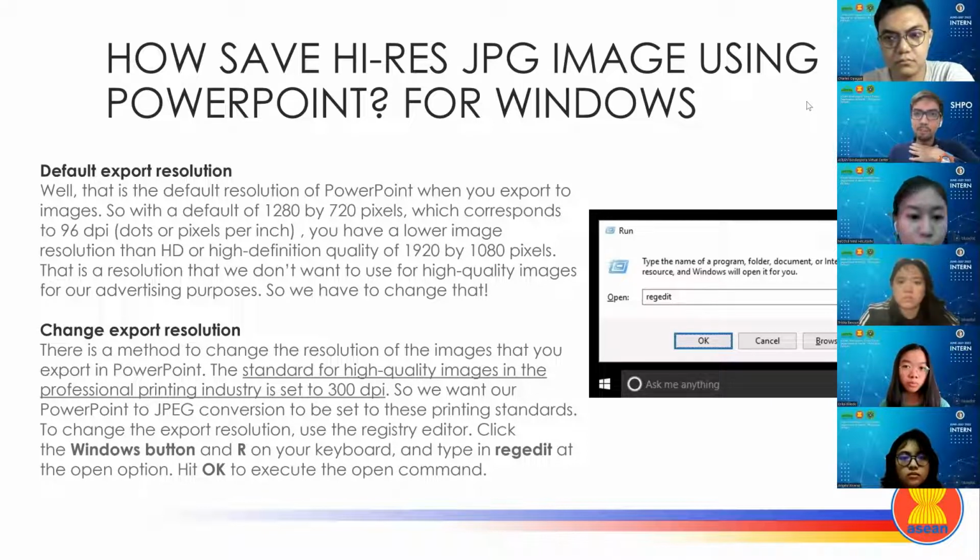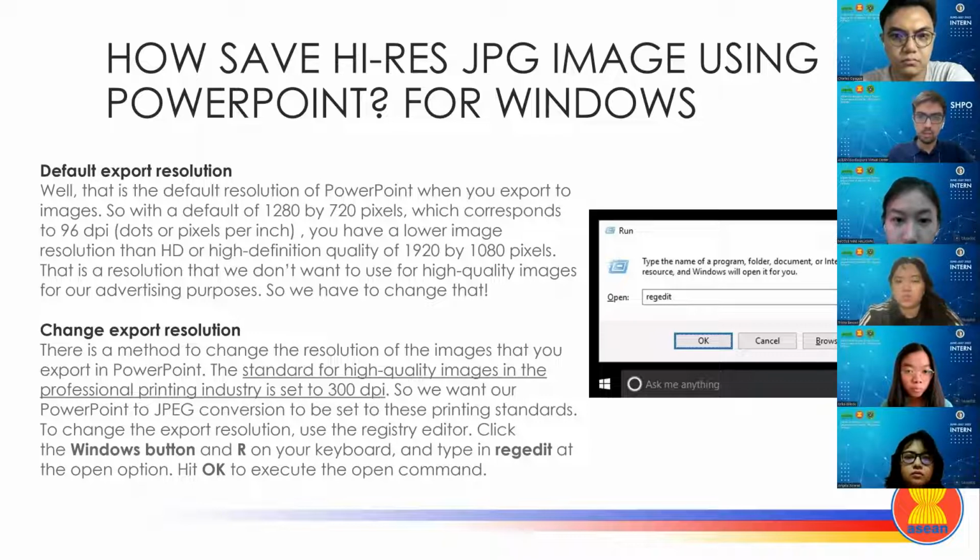So you can open your PowerPoint, para dun sa mga naka-Windows. So ang default kasi ng resolution of saving JPEG images using PowerPoint is 1280 by 720. So, okay na. Press Windows R. Then type regedit.